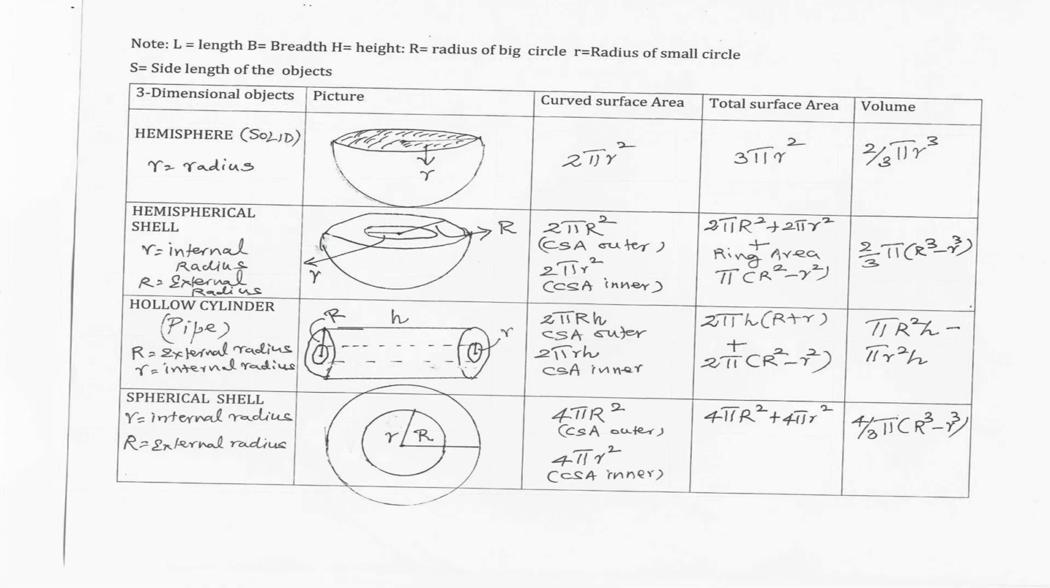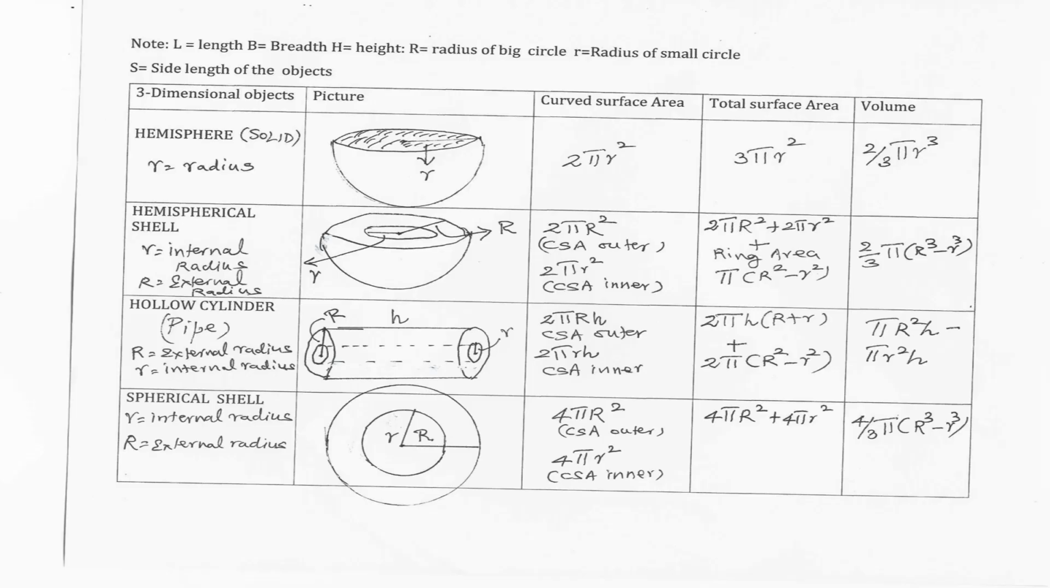Now hemisphere, solid. Now r is radius. Curved surface area is 2 pi r squared. Total surface area is 3 pi r squared, the top surface being closed. And volume is 2 by 3 multiplied by pi r to the power of 3.